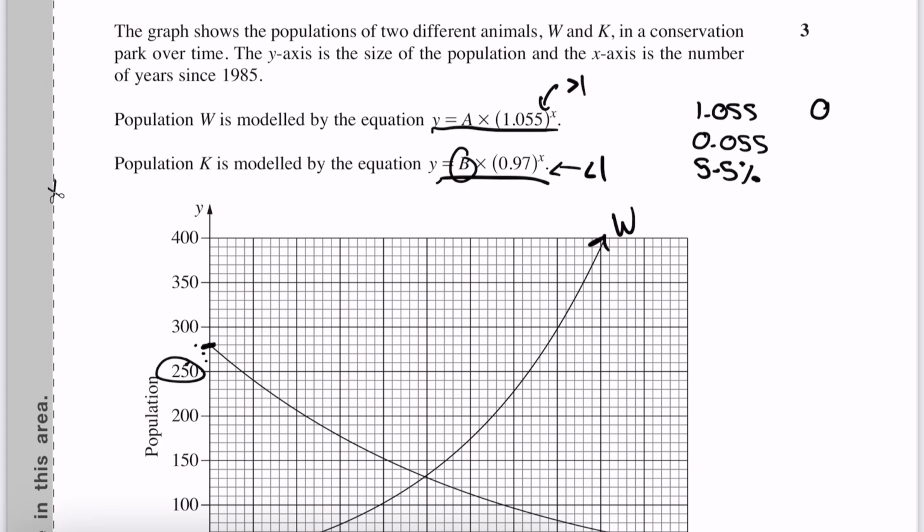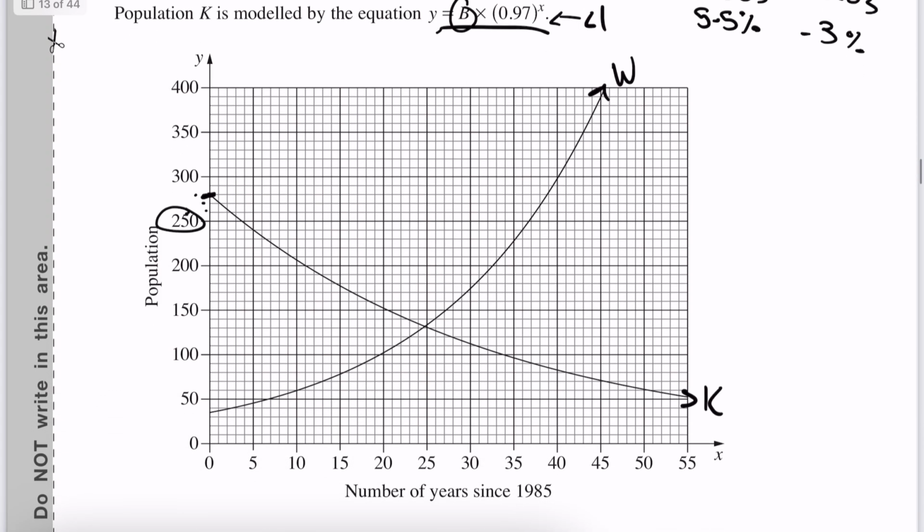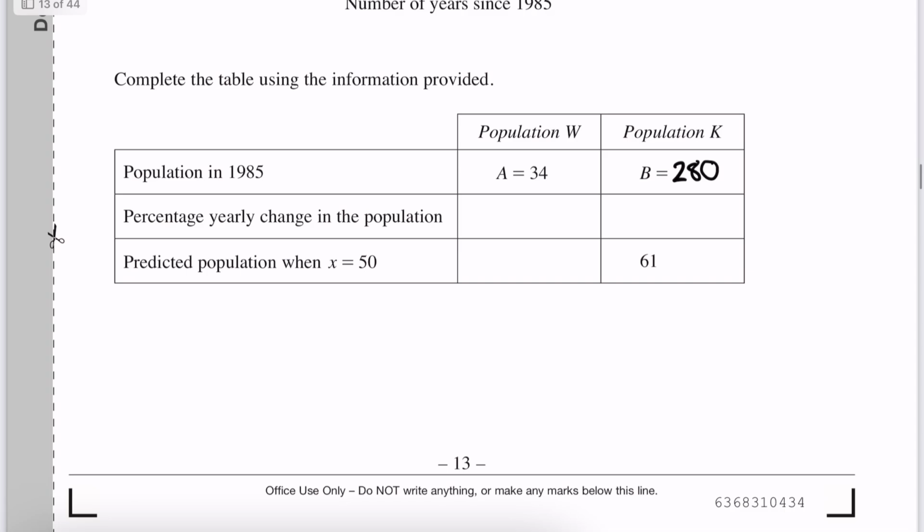If I look at the 0.97, which is the population K graph, take away 1 from that, that gets me minus 0.03. Multiply that by 100 and you get minus 3%. As you can probably infer, we are decreasing and the rate of decrease is 3%. So we fill in the blanks, 5.5% and minus 3%.